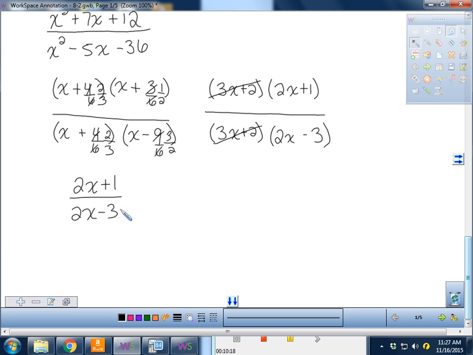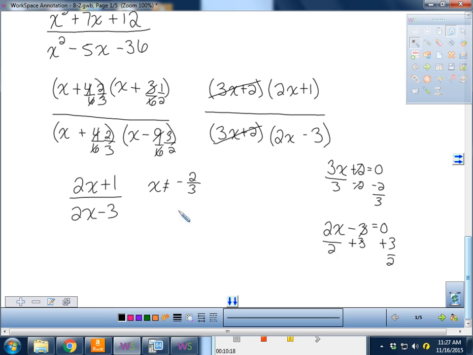Now remember, I always have to think, what can x not be? Well, we can't have a 0 in the denominator. So both of these denominators I would have to set equal to 0. So I have 3x plus 2 equals 0. I would have to subtract 2 and then divide by 3. So x cannot be negative 2/3. And we do the same thing with the 2x minus 3. So I would add the 3 and divide by 2. So x cannot be 3/2.